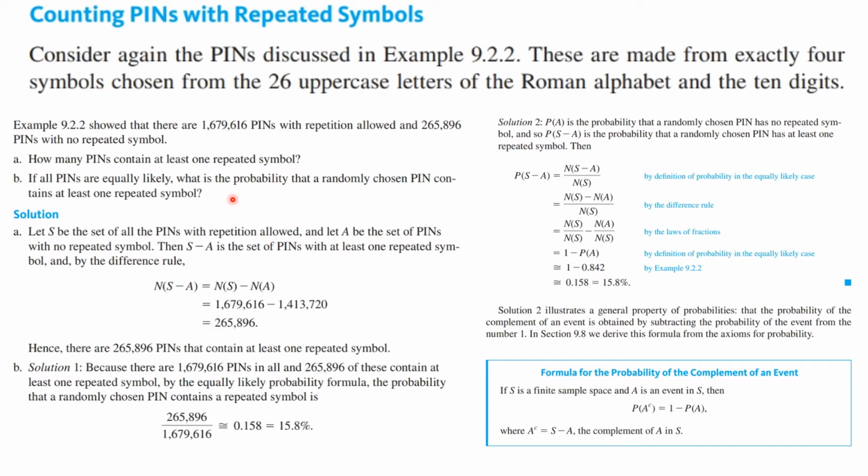B, if all pins are equally likely, what is the probability that a randomly chosen pin contains at least one repeated symbol? Well, we take the number of repeated symbols divided by the total number, and we get 15.8%.